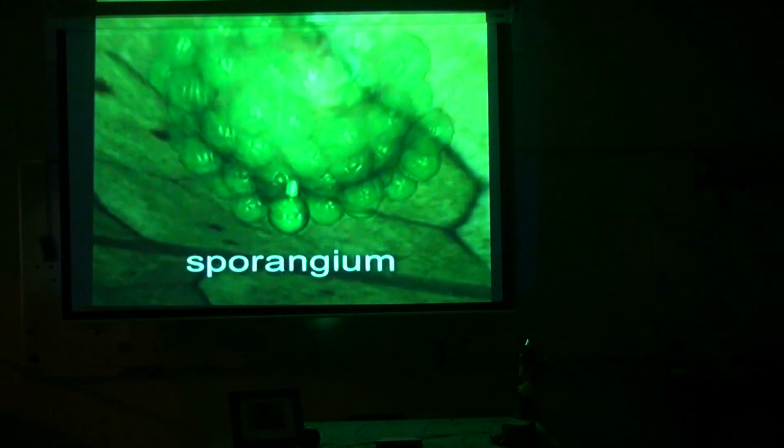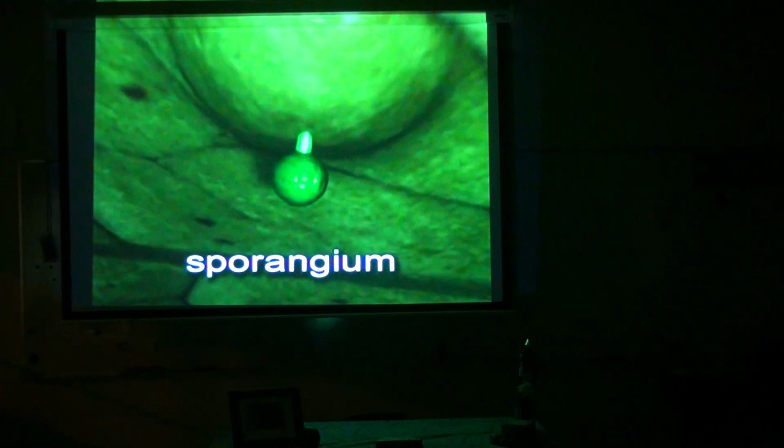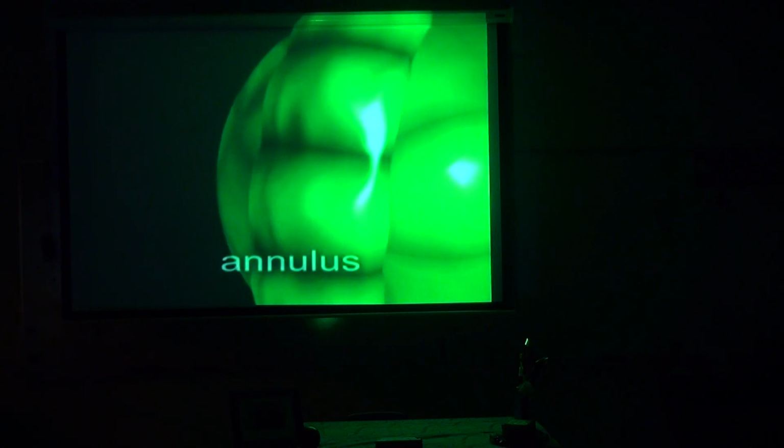The sorus itself contains numerous sac-like structures. Each of these is called a sporangium. The outer wall of the sporangium consists of a layer of protective jacket cells. As the sporangium matures, a row of jacket cells enlarge to form a band known as the annulus. The outer wall of each annular cell is very thin and delicate.